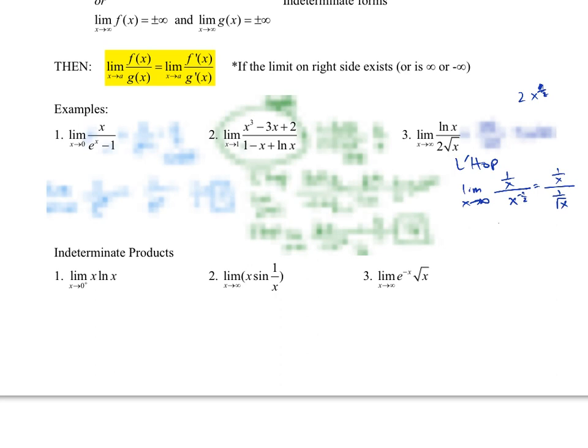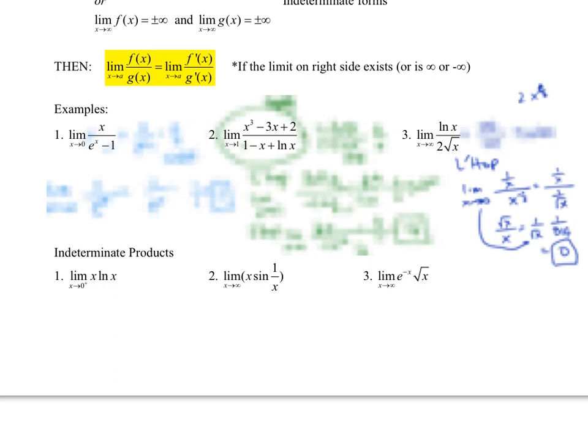If I clean this up, I'll end up with root x over x, which is really 1 over x to the 1/2, so 1 over root x. And as I plug in an infinite number, I'll get 1 over something really big, which is 0.